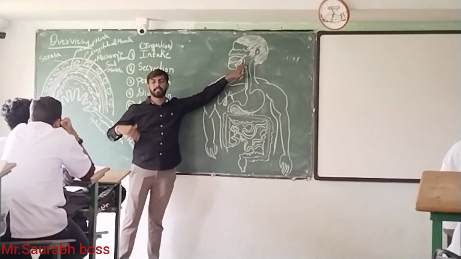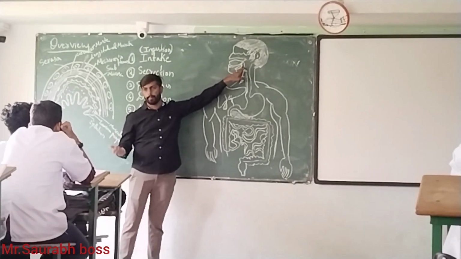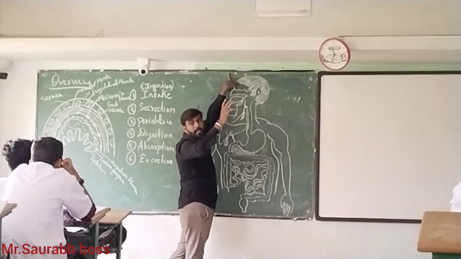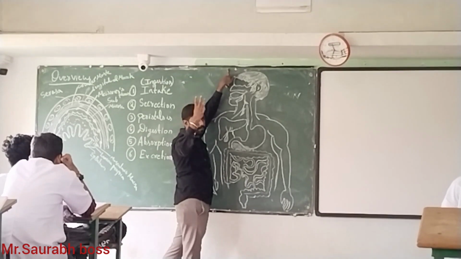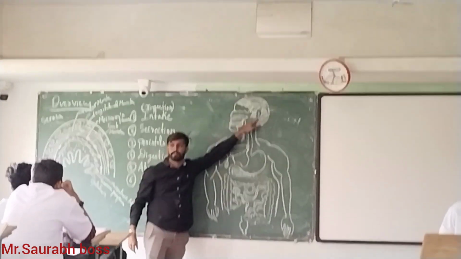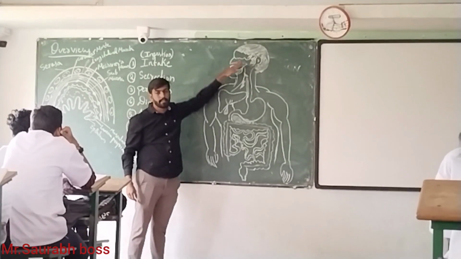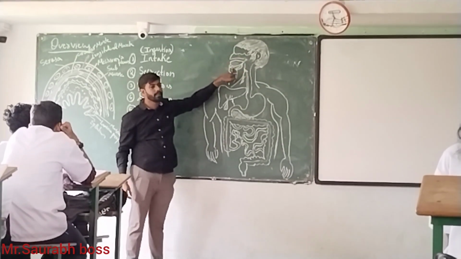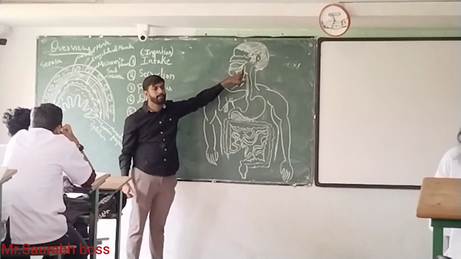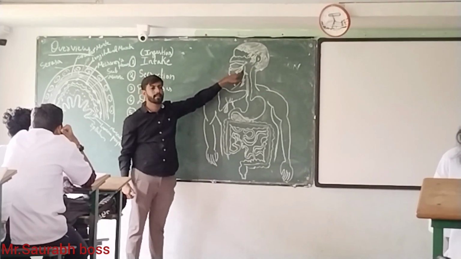We will discuss this in the next topic, the salivary glands topic, but just remember the names. There are three glands. One is in the upper part, the parotid gland. Then two are in the lower part: here is the sublingual gland, and here we have the submandibular gland.